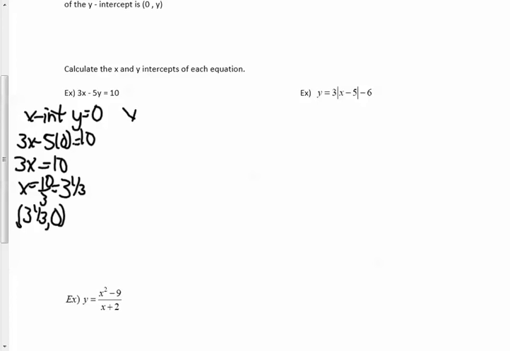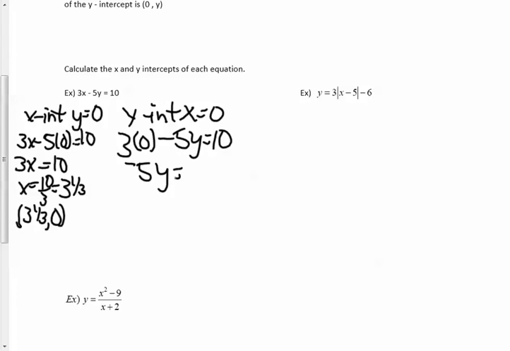So then the y-intercept, we know x is 0. So substitute in 0 for x. So this as an ordered pair is 0, -2. Now keep in mind the x and the y intercepts 99% of the time are going to be different ordered pairs. So I could use these two ordered pairs to graph the equation of this line.